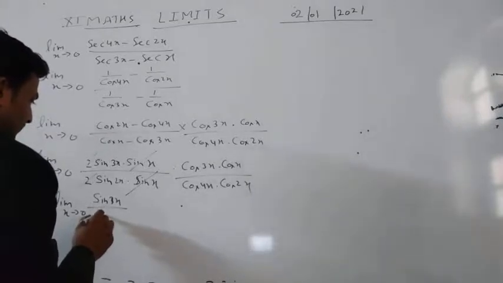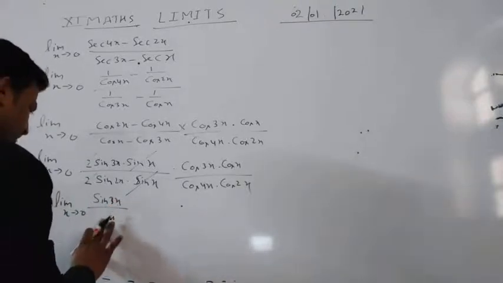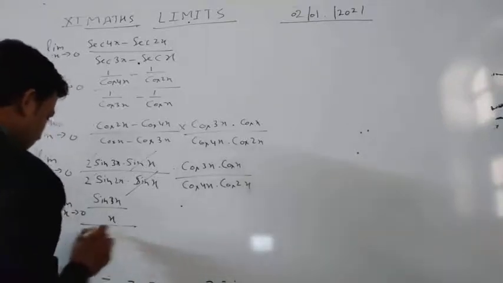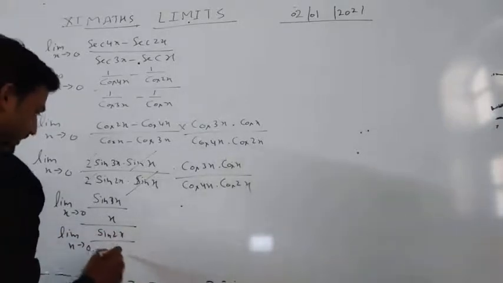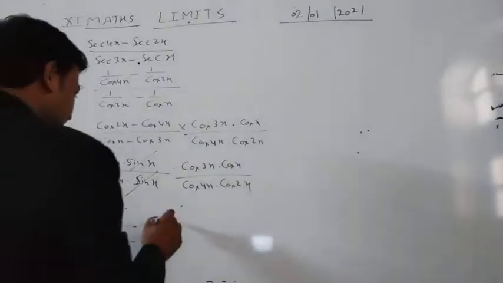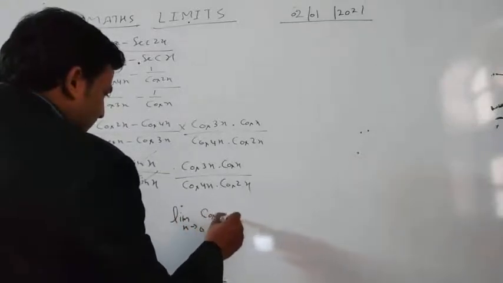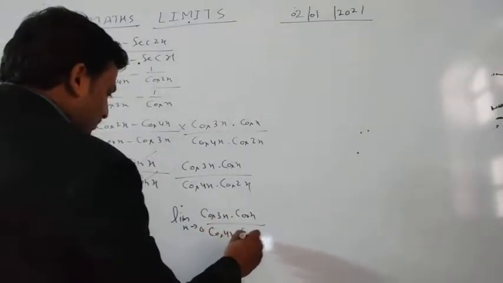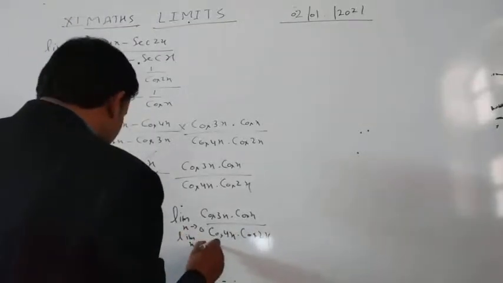Okay, and we are multiplying with 3x and just write it, dividing with x. Okay, and here limit x tends to 0 sin 2x by x. Okay, so this x and x will reduce, and here we will write also limit x tends to 0 cos 3x cos x by cos 4x cos 2x. Limit x tends to 0 also.